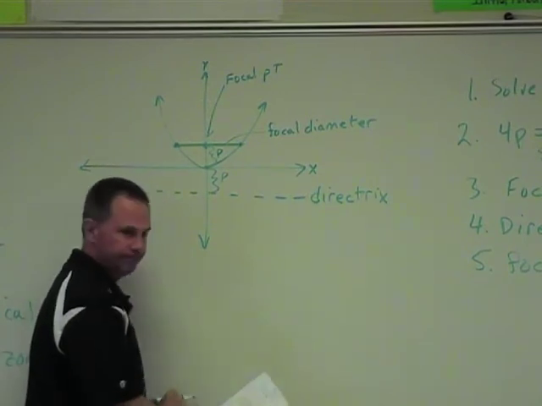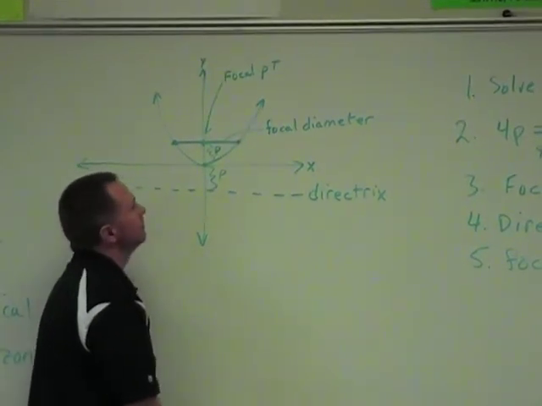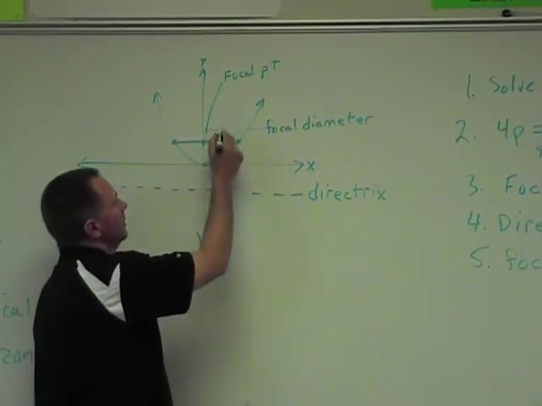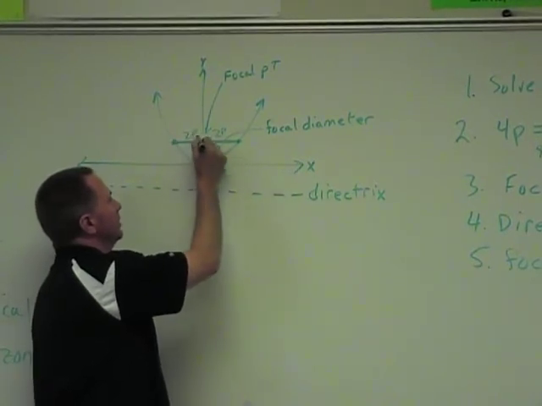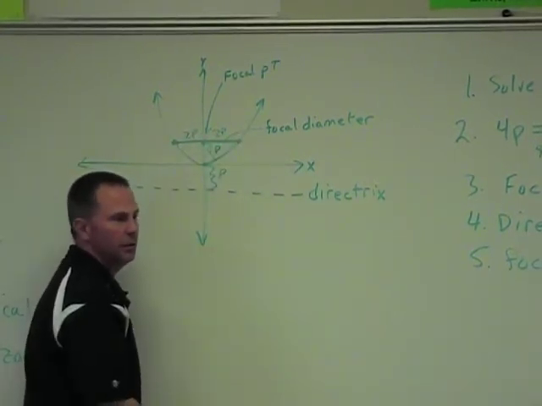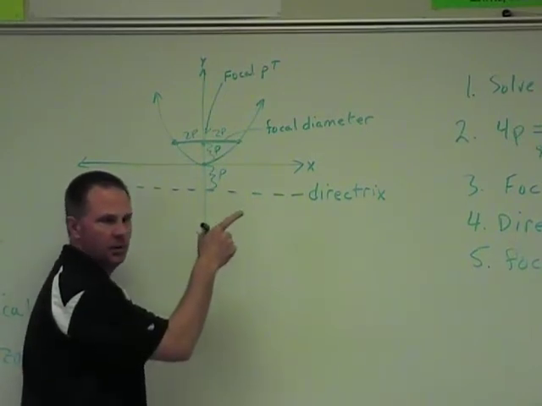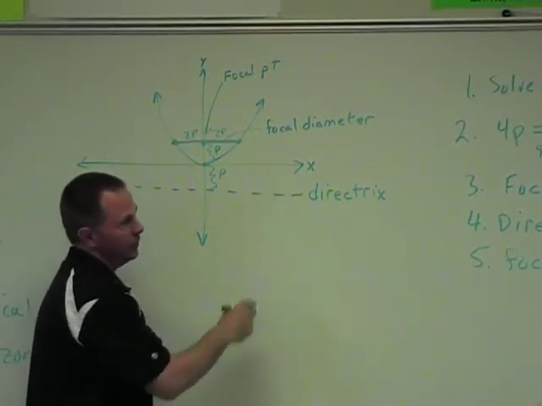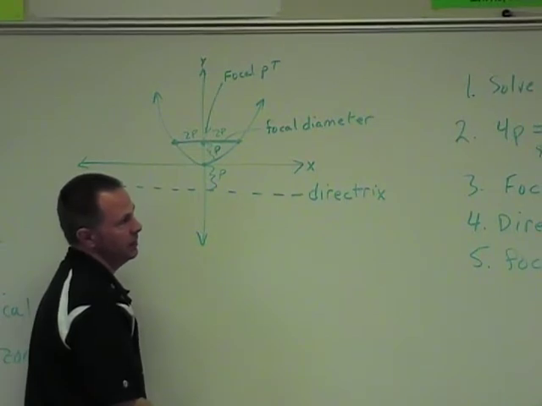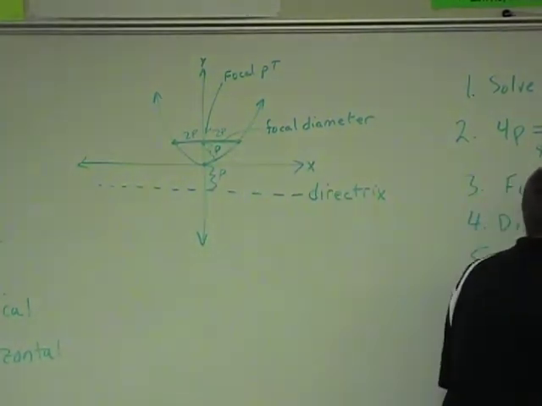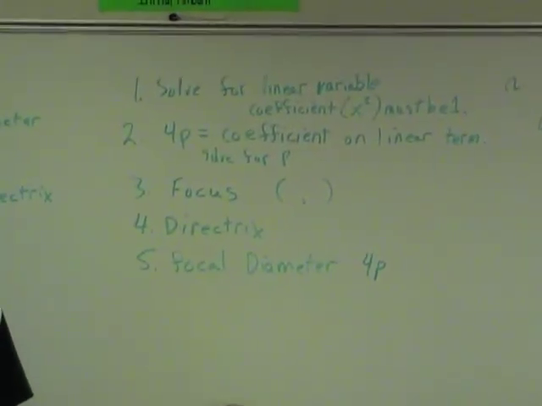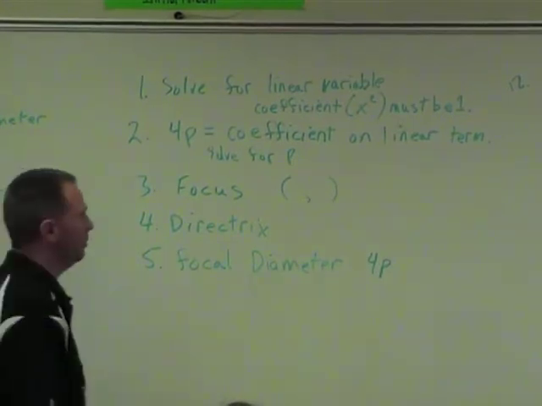Good so far? Now, this distance is 2p. This distance is 2p. So what's the total distance? 4p. What's 4p equal, in this problem? What do you set it equal to? The coefficient on the linear term. So the focal diameter is 4p. Okay? So that's just the visual behind what we're doing.